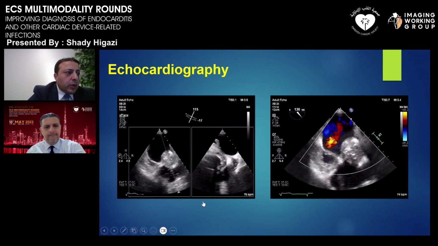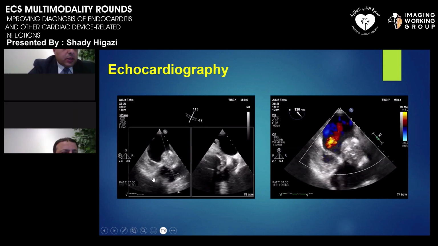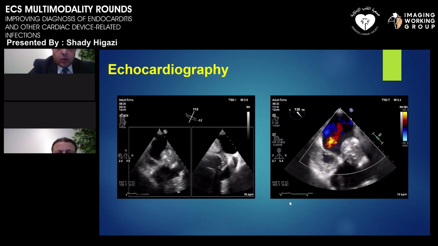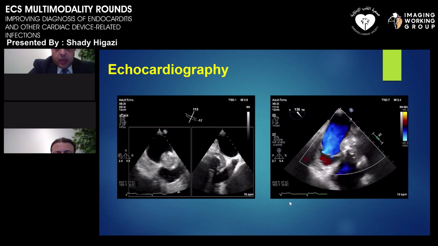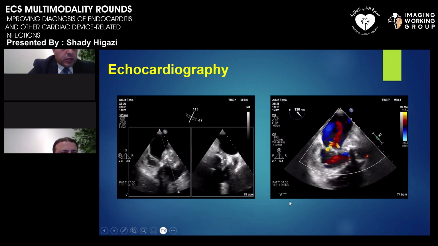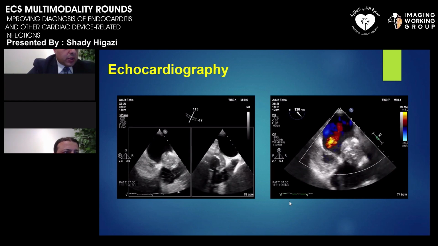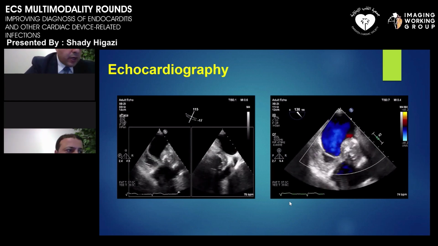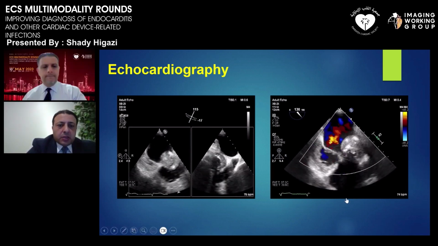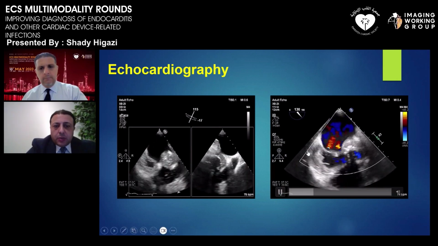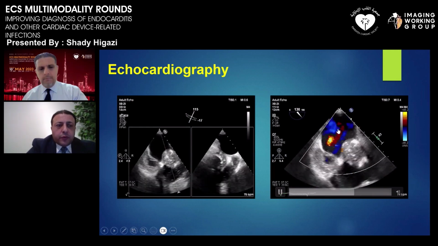So we went to TEE, which showed large echodense collections involving the aortic root and the aortomitral continuity. The valve showed no regurgitation or stenosis, but it was highly suspicious for abscess versus maybe collections or hematoma from the previous surgery. So we need another imaging modality to confirm this diagnosis.